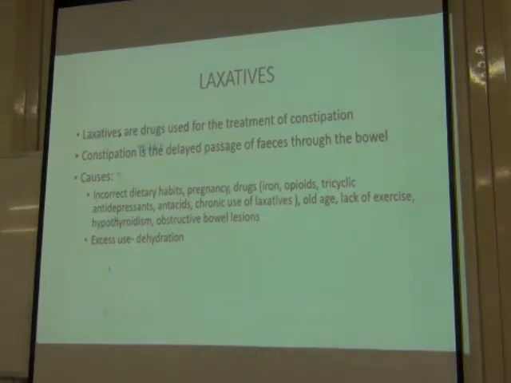Okay. Let's leave the spoon alone. Let's continue with the class.